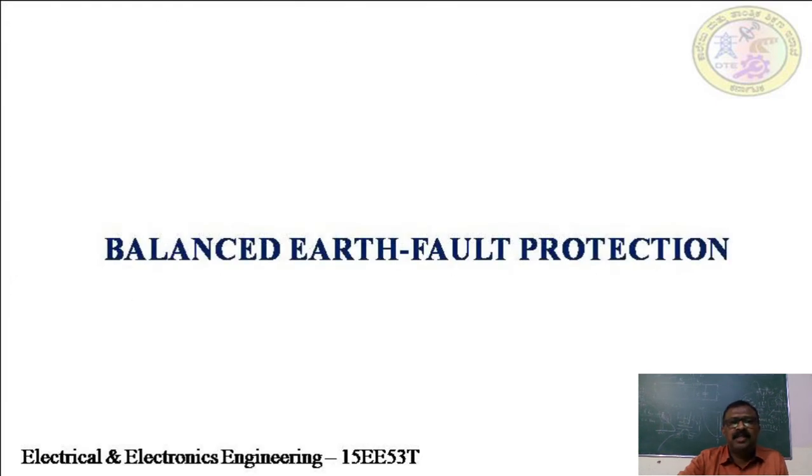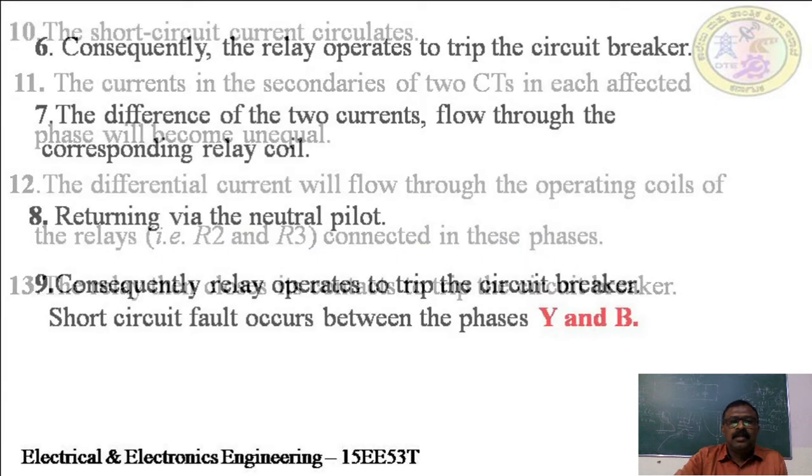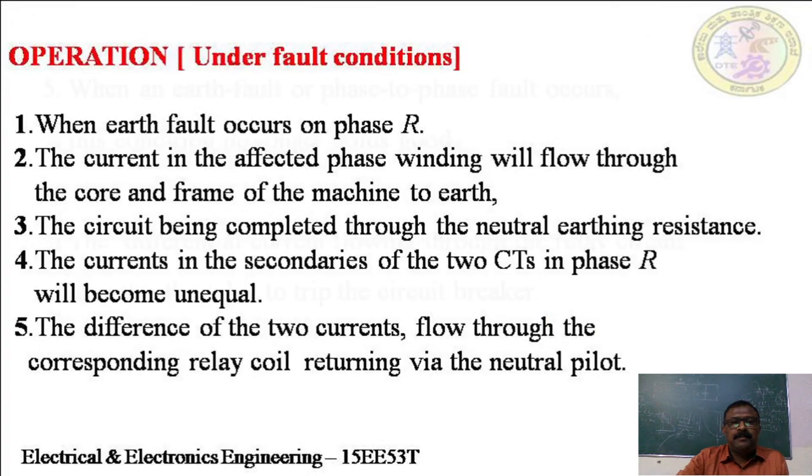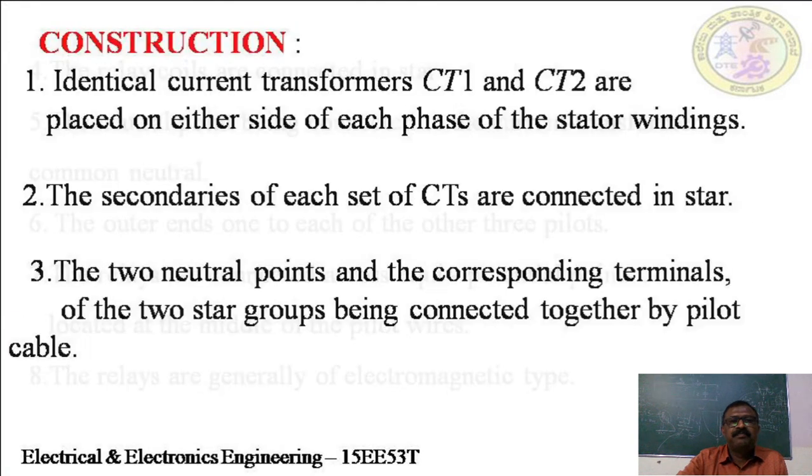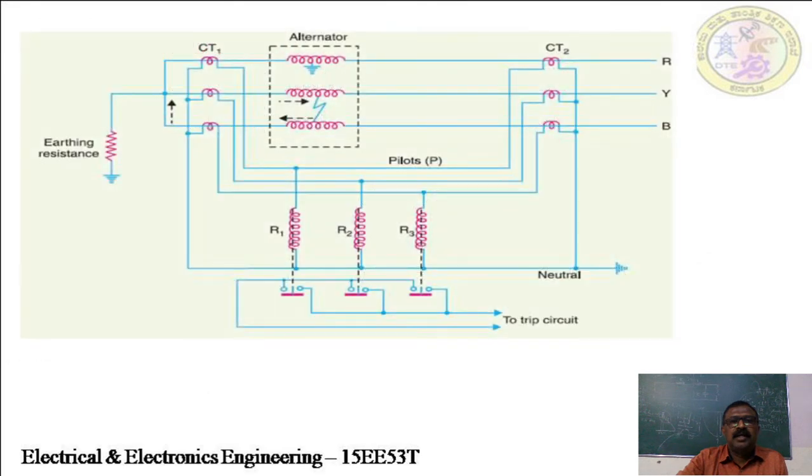So this is regarding your differential protection, where we are using two CTs, CT1 and CT2, on either side of the stator winding. CT1 and CT2 are of 3 phase, and they will be connected to the equipotential points R1, R2 and R3. We call them relay operating coils, and they will be connected to the trip circuit.